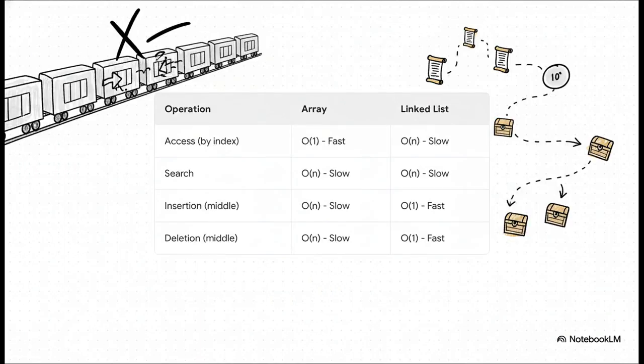And this is where it gets really interesting, because this table shows you why you'd pick one over the other. If you want to jump straight to the 10th car in that train, the array, it's incredibly fast because everything's in order. But if you want to find the 10th clue in the treasure hunt, the linked list, well, you have to follow the first 9 clues to get there. It gets slower and slower the bigger the list gets. But the reverse is true if you want to make changes. Trying to add a new car to the middle of a train is a huge pain. But with the treasure hunt, you just change a couple of clues. See? It's all about picking the right tool for the job.